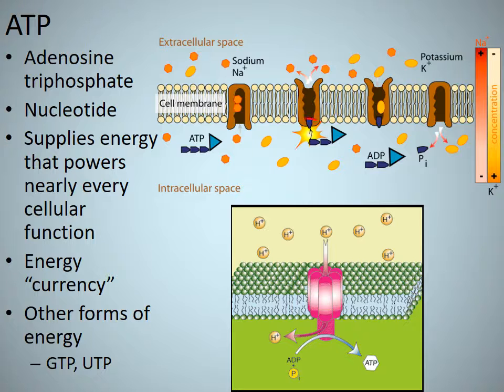So this here is a coupled reaction. Okay? A coupled reaction seen between this transporter protein and ATP. There is a transfer of energy from ATP to the pump. That transfer of energy will drive that chemical reaction that we see occurring here when sodium is pumped across the membrane against the gradient. Now there are other forms of energy, GTP or UTP, but what I want you guys to focus on is ATP as being the energy currency of the cell.